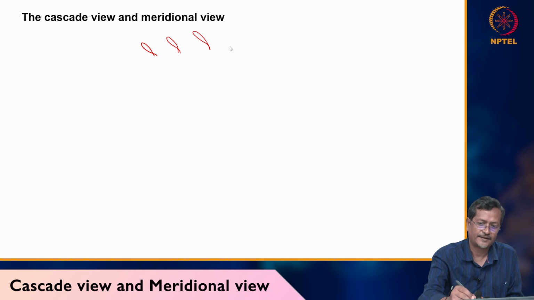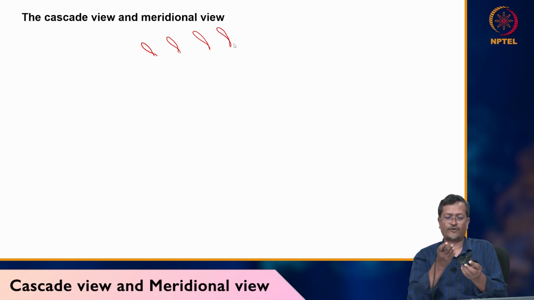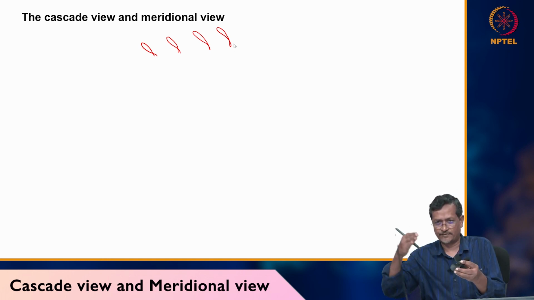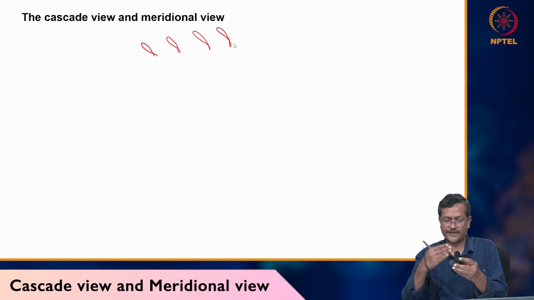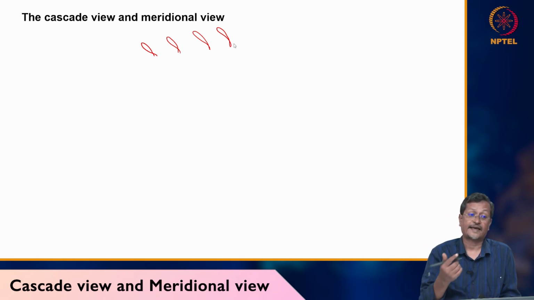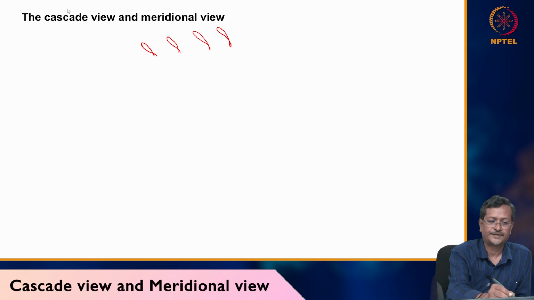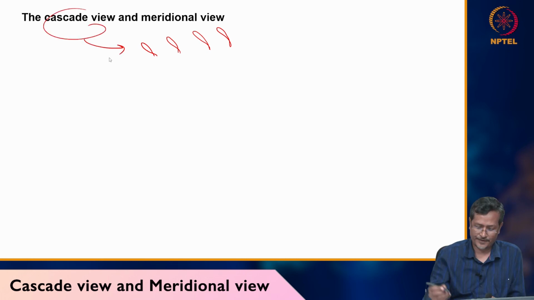Instead of putting blades on one circular hub, I can make a flat hub, and I can put blade 1, blade 2, blade 3, blade 4. If I have many blades, I can put many blades also. So this is called cascade view. Okay, this is called cascade view. And when you are drawing this cascade view, we can show rotor and stator also.